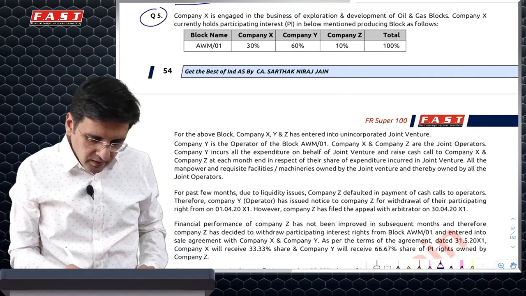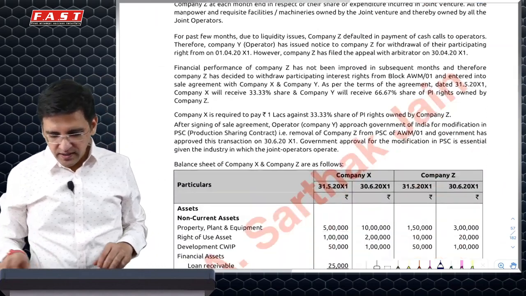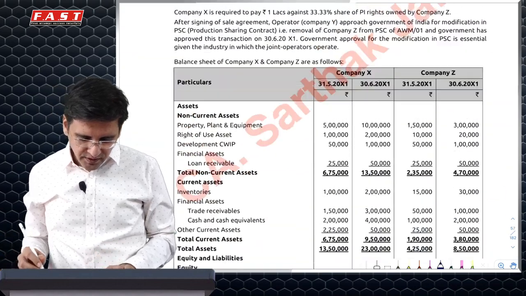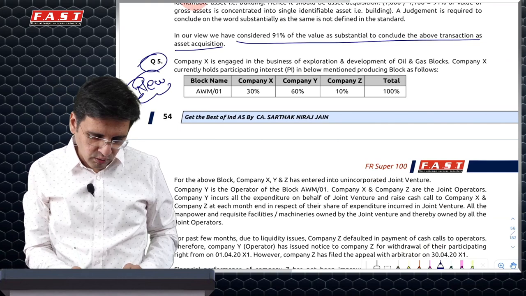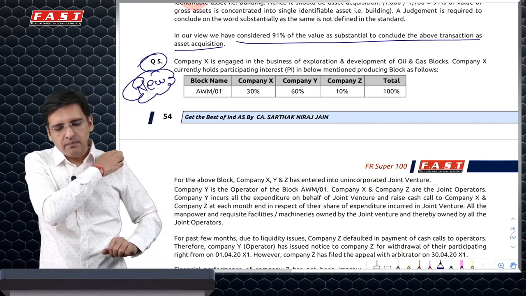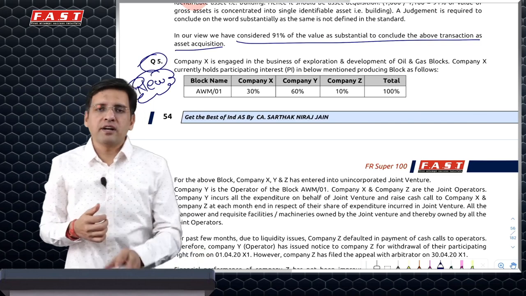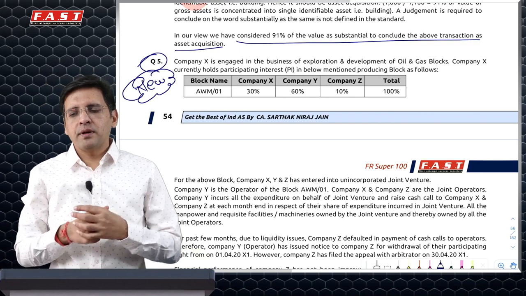Cool. Okay, now we have another question. This was asked in the RTP of December 21. It's a very new question. Please do it. Not to say that it is expected in the exam, but if it comes in the exam, it is very easy to be solved provided you have done it once. I'm not reading the whole question, just telling you what has happened in this case.